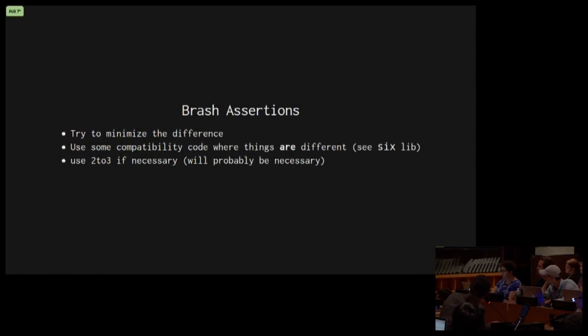Okay, so some more brash assertions. We're going to try to minimize the difference between code that runs in Python 2 and code that runs in Python 3. So you want to try to write code that's compatible in both. When you really need to do something different in Python 2 versus Python 3, you'll try to use the thing that's in Python 2, and then if that fails, use the thing that's in Python 3. And you want to minimize that on 2.7.